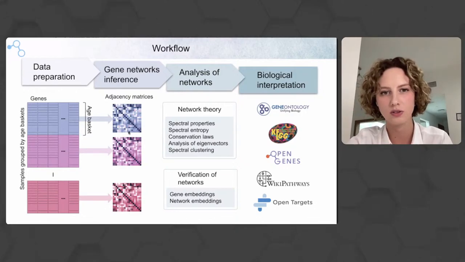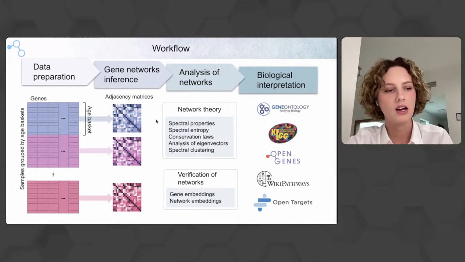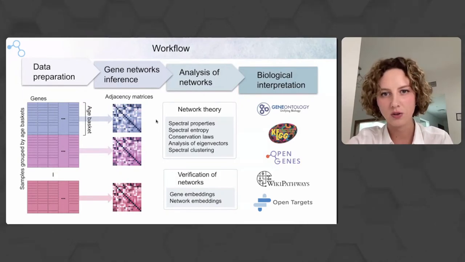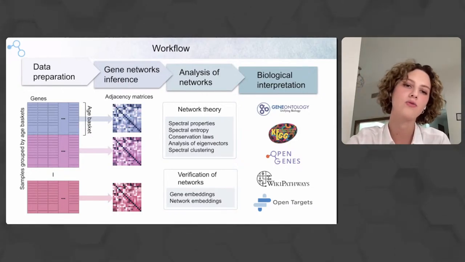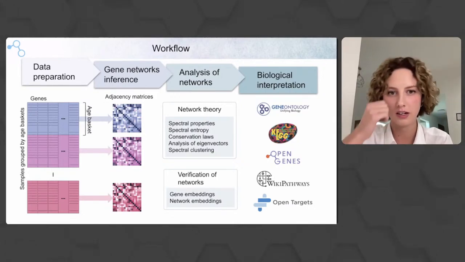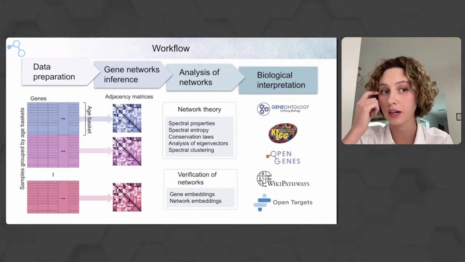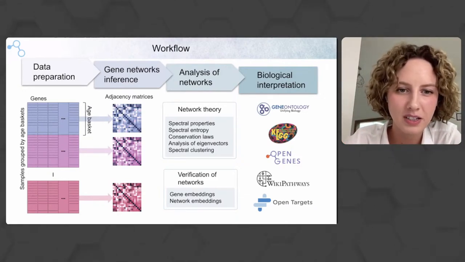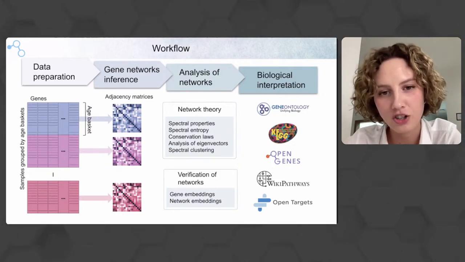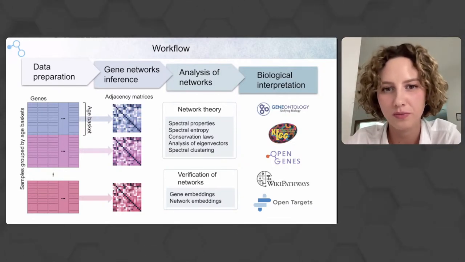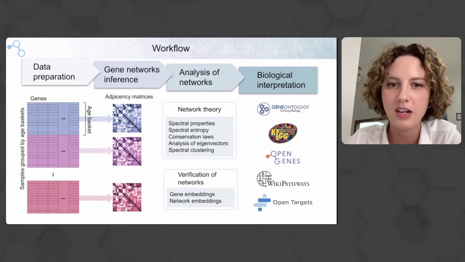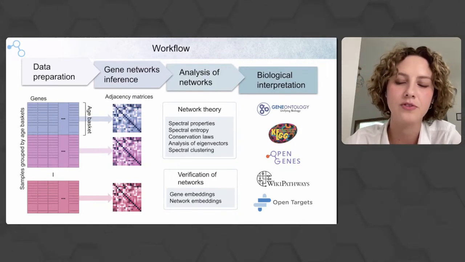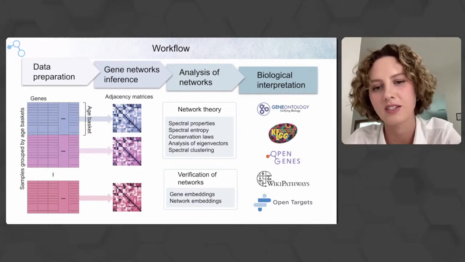At first, we compare our adjacency matrices with known databases of gene regulations. And we also do gene embeddings and network embeddings to see how far networks of different age baskets are from each other, and how far they are from real gene networks that come from databases.